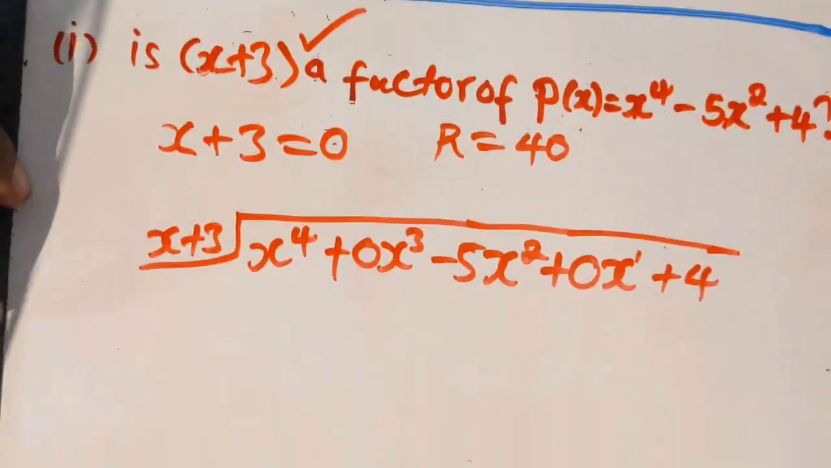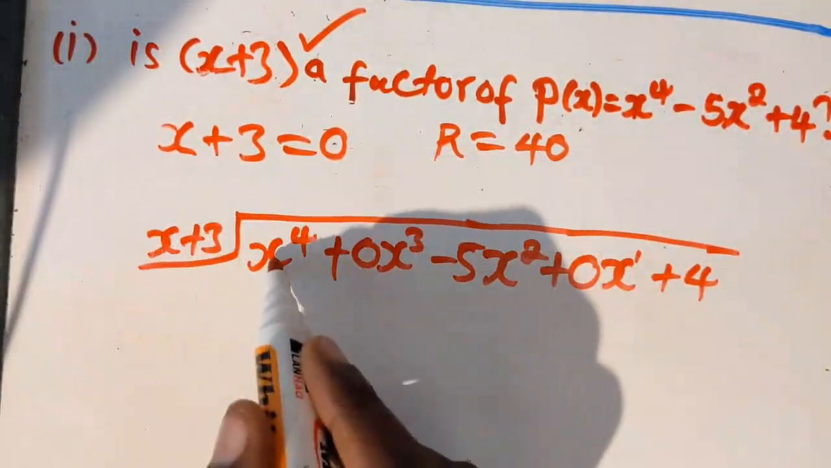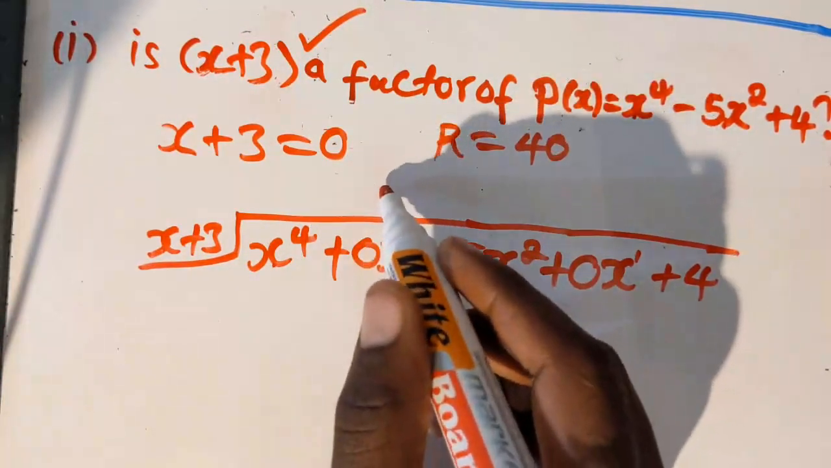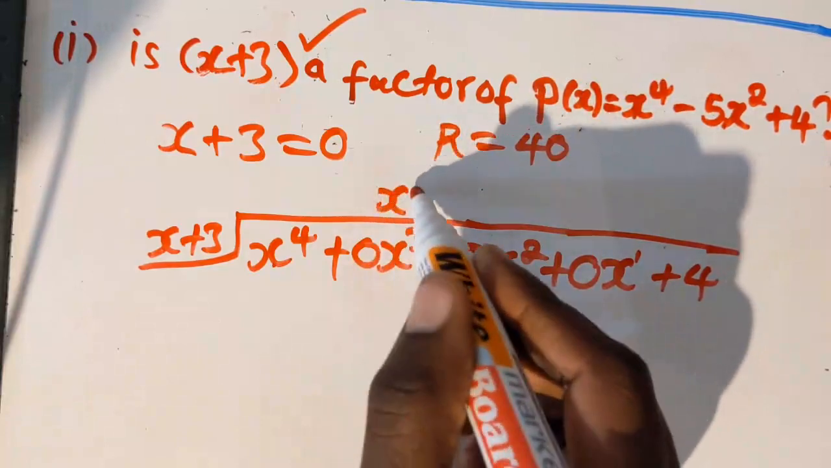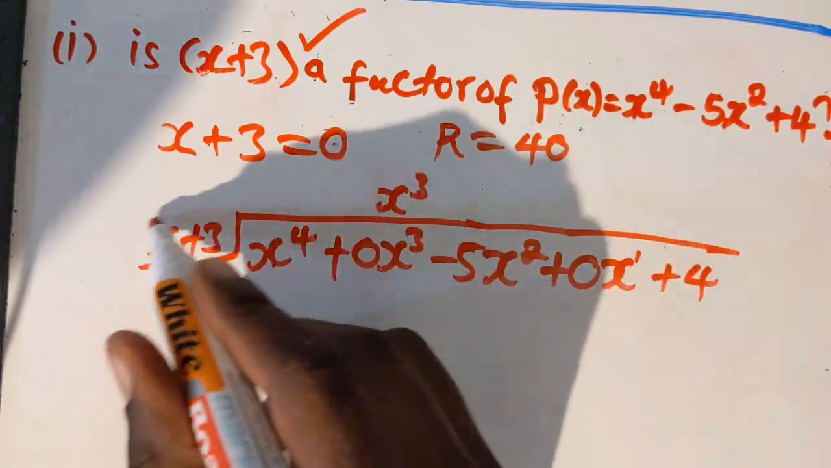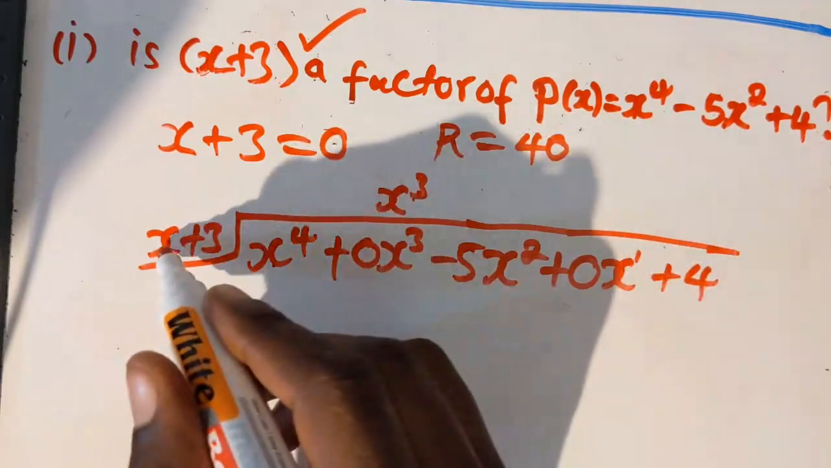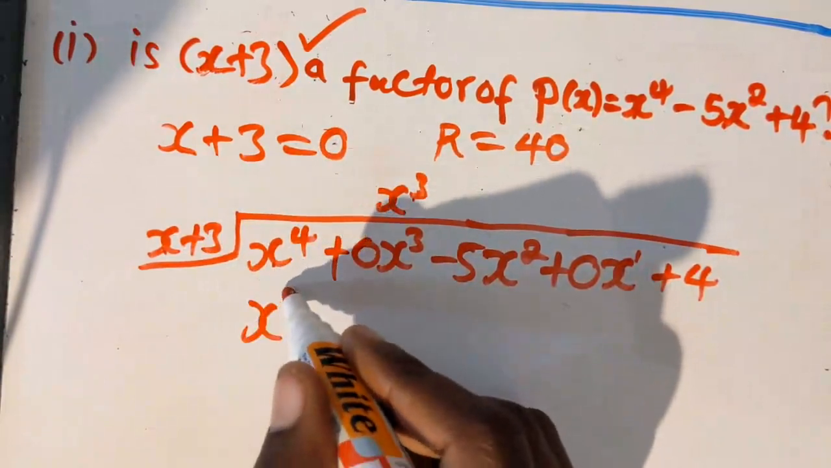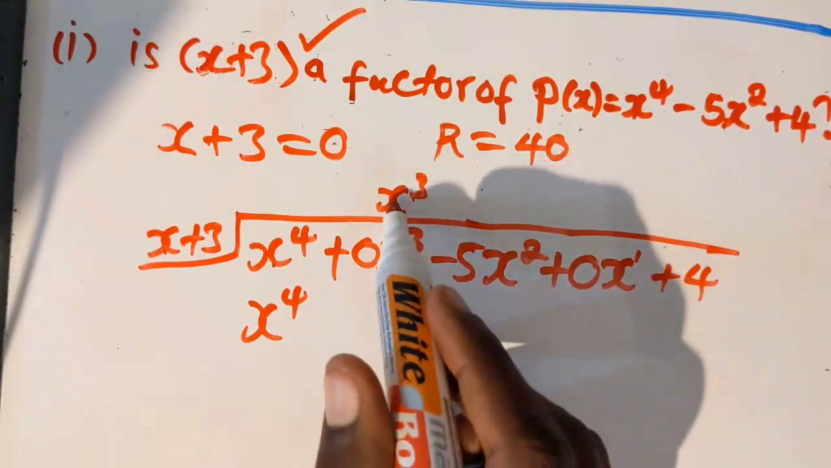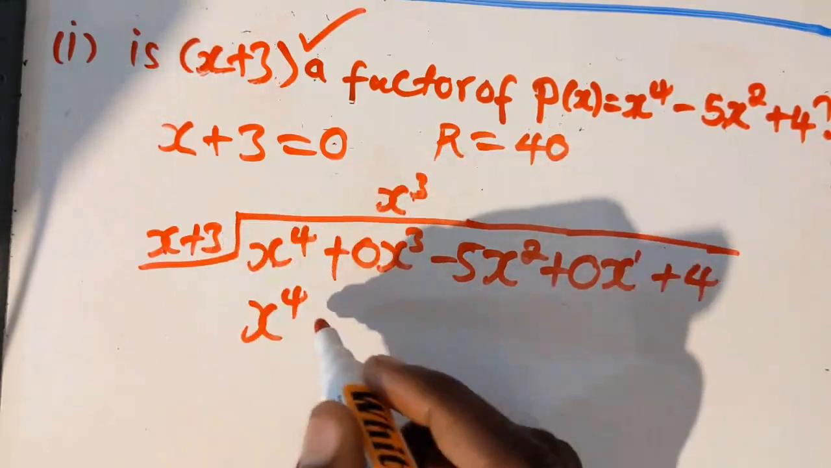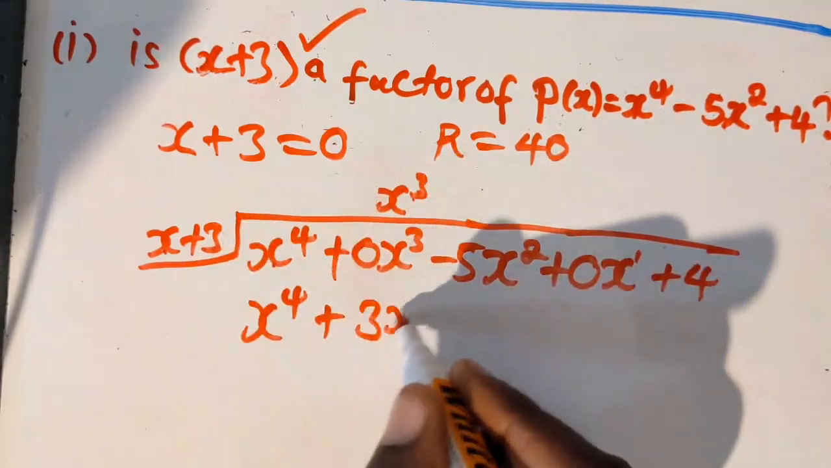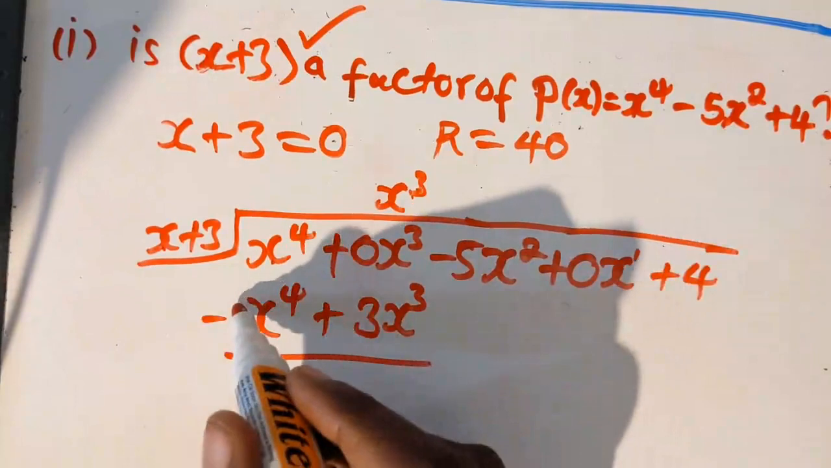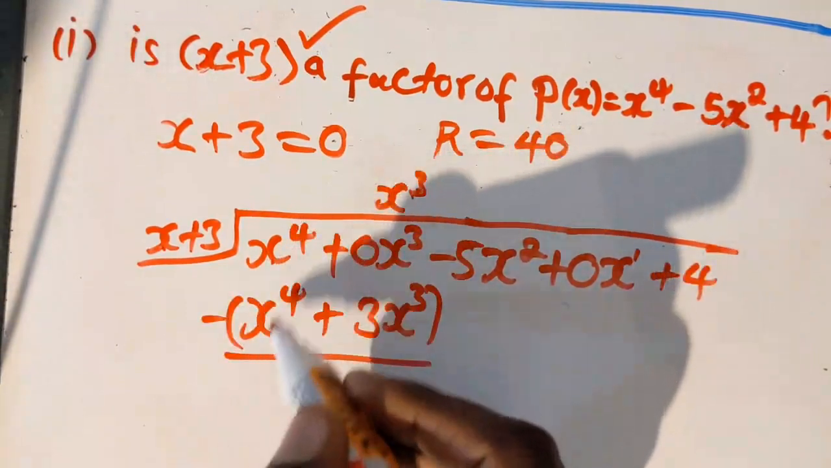Okay, so if we do it, x in x to the power 4 is going to give you what? x power 3. Then x power 3 multiplied by this, which is here. So x times x power 3 is going to give you x power 4, like that. Then x power 3 times 3 is going to give you 3x cube, like that. Then here we subtract. That is what we do. Okay, so then this is going to give you 0.